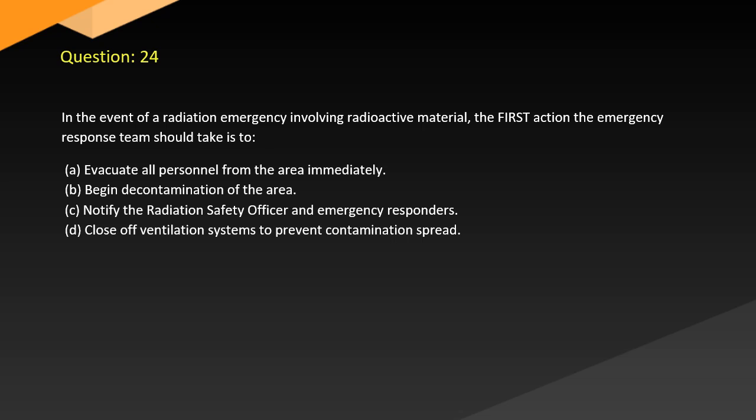Question 24. In the event of a radiation emergency involving radioactive material, the first action the emergency response team should take is to A. Evacuate all personnel from the area immediately. B. Begin decontamination of the area. C. Notify the radiation safety officer and emergency responders. D. Close off ventilation systems to prevent contamination spread.